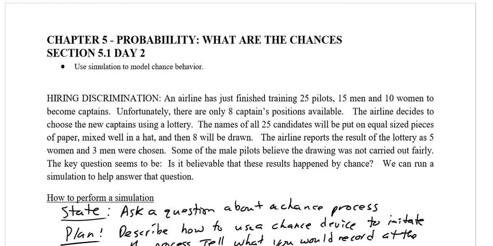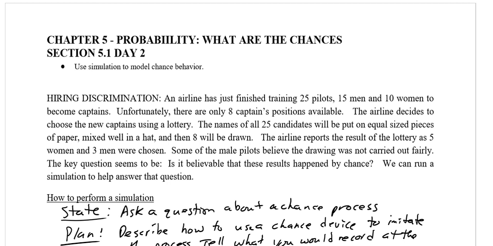The names of all 25 candidates will be put on equal-sized pieces of paper, mixed well in a hat, and then 8 will be drawn. The airline reports the results of the lottery as 5 women and 3 men were chosen. Some of the male pilots believe the drawing was not carried out fairly. The question seems to be, is it believable that these results happened by chance? We can use a simulation to answer that question. Is it reasonable that it came out that way?